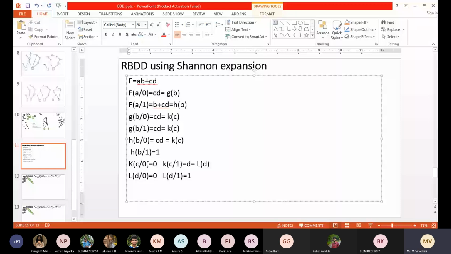So K of C, C is 0, what happens? And C is 1, what happens? So in the third level, I got 0 and 1. 1 or 0, you need not assign some variable. Leave it as such. If you get further any alphabet only, you have to proceed.